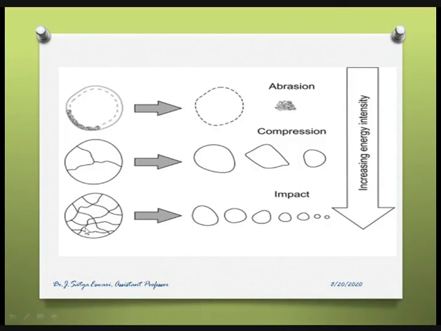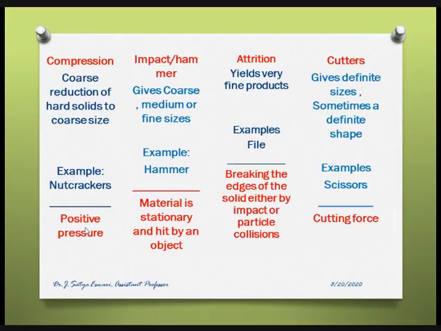Impact means only one side, one rigid surface force will be given, like by using a hammer we will try to strike it. Because of impact, the particle size will be reduced, and then we get smaller particles. And in impact, more energy is required, whereas in abrasion, less energy is required. Compression requires medium energy.